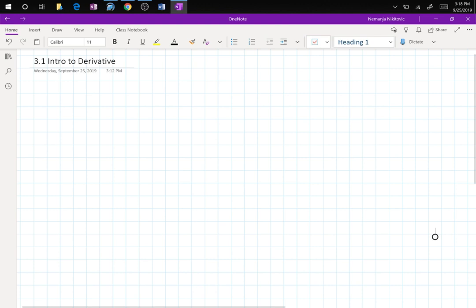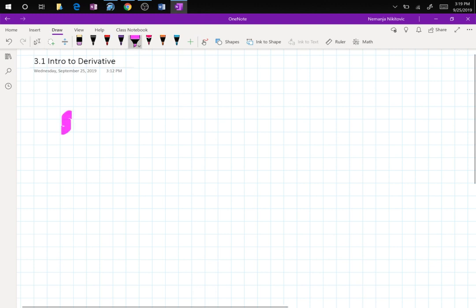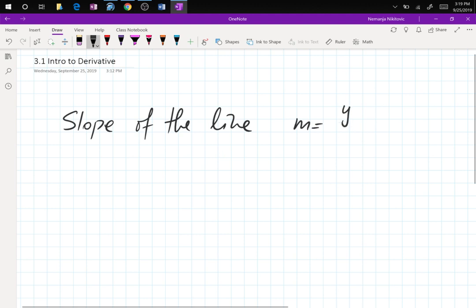We start with reviewing a few things from algebra, one of which is the slope of the line. So the slope of the line is given as m equals y2 minus y1 over x2 minus x1.